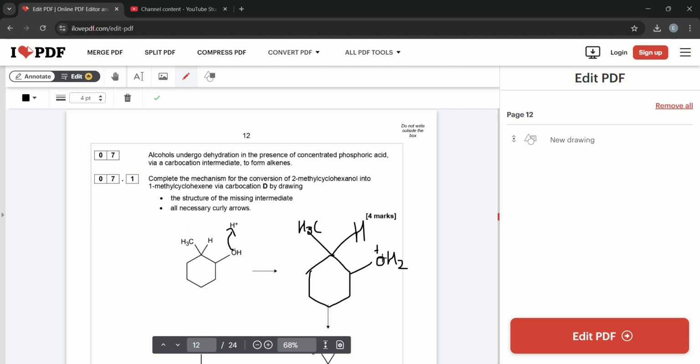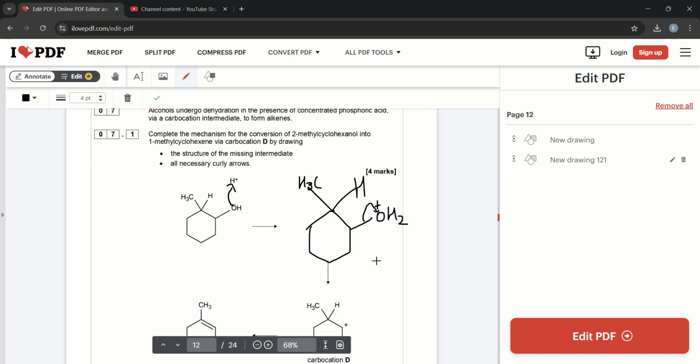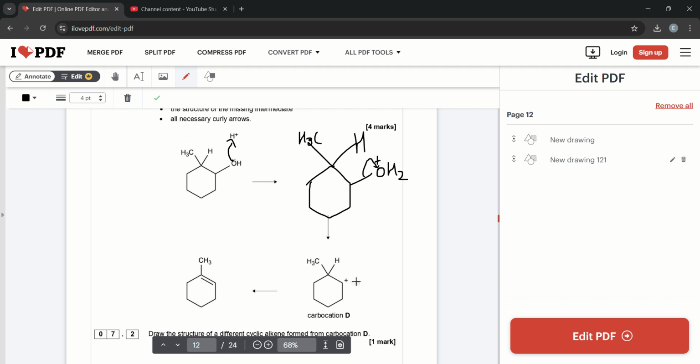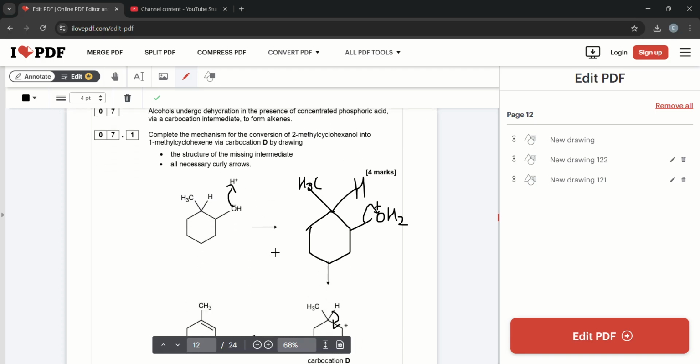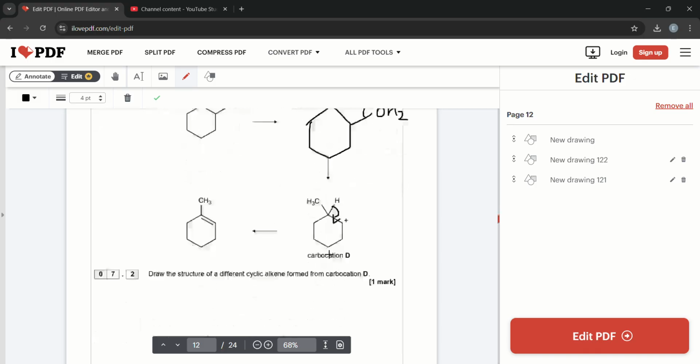And what happens is the bonding pair goes from here to the oxygen, not to the positive charge, and then you form this, right? And then the hydrogen wants to form the double bond, so the electrons move from the middle of the C-H bond to here, and therefore you form this. So 1, 2, 3 curly arrows, and the structure of missing intermediates.